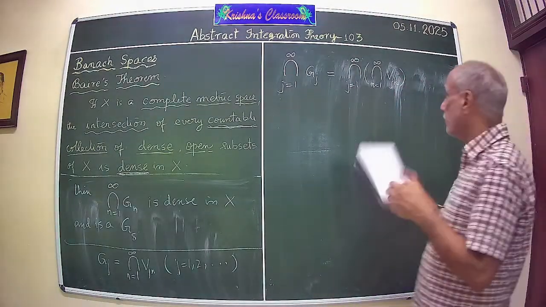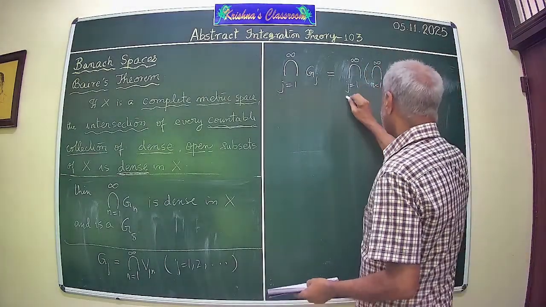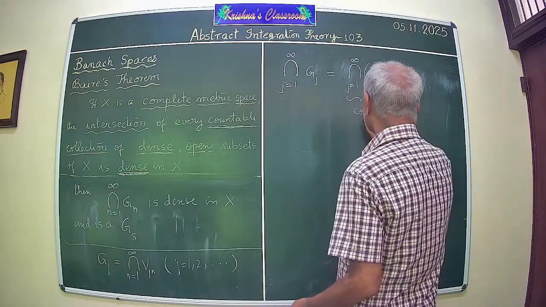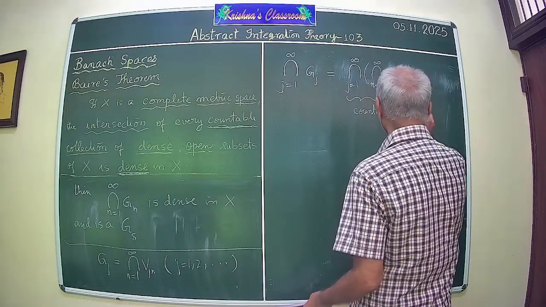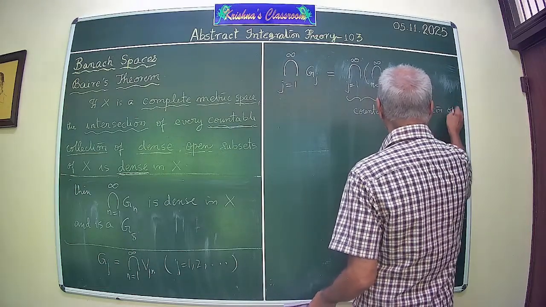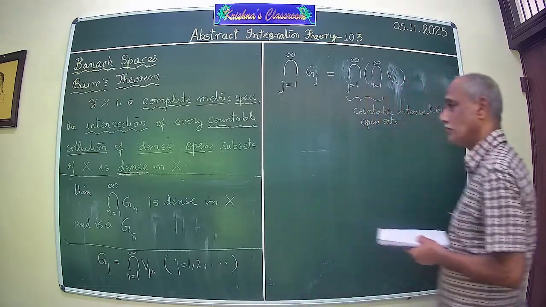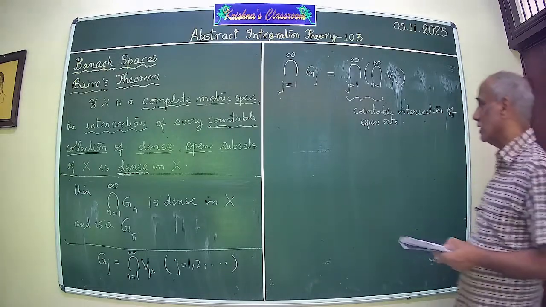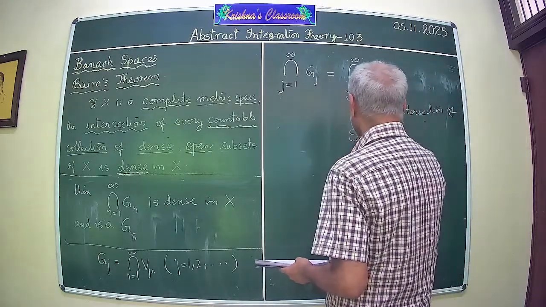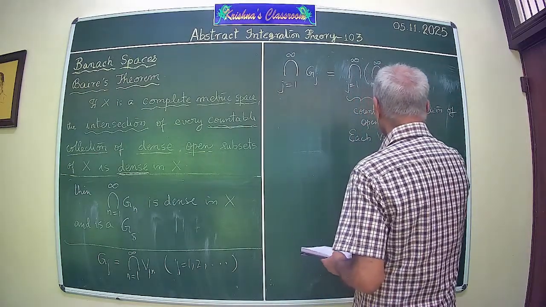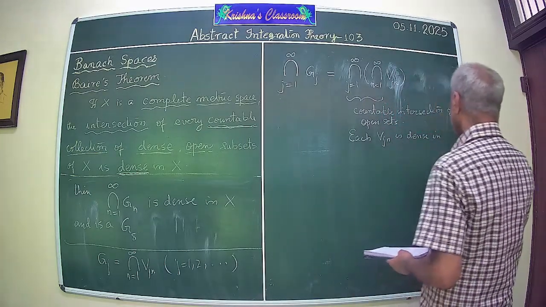So what happens? What about this intersection? Now this is an intersection. This is together a countable intersection of open sets. Okay. Therefore, you see that each Vjn is dense in X.